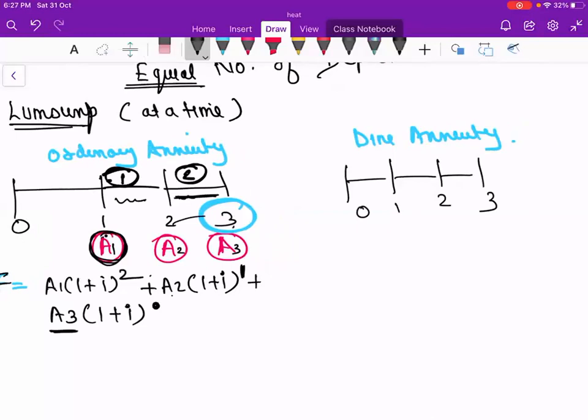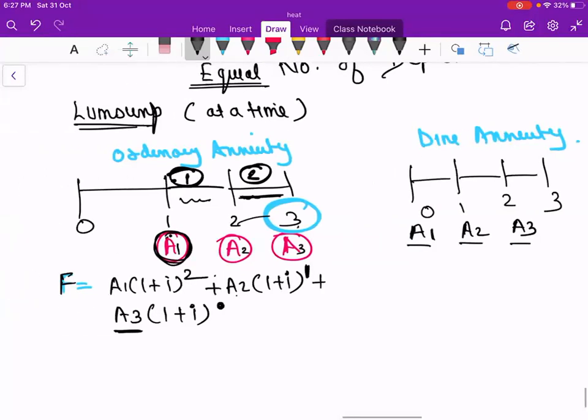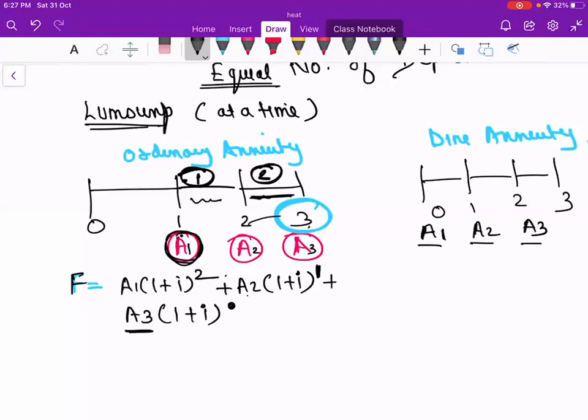But in annuity due system, you will deposit money here. You will deposit money here, A1. Okay. This will be A2. This will be A3. We will be depositing the same amount of money, but here we are depositing money at the start of the year. Okay, in annuity due we are depositing money at the start of the year, and in ordinary annuity we are depositing money at the end of the year.